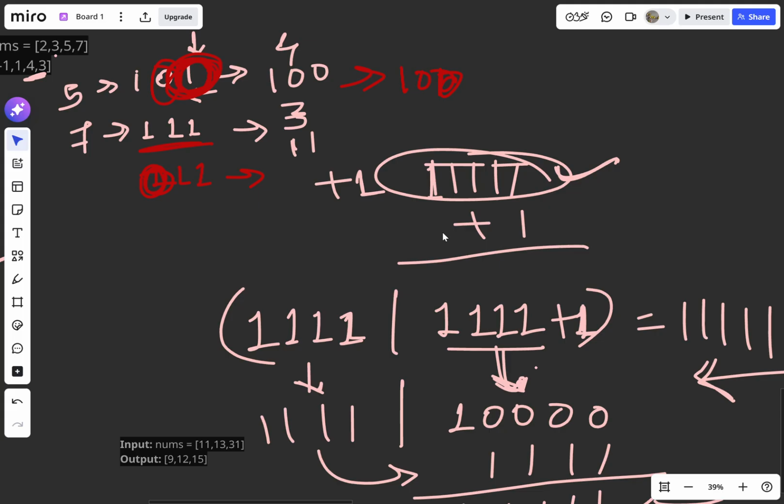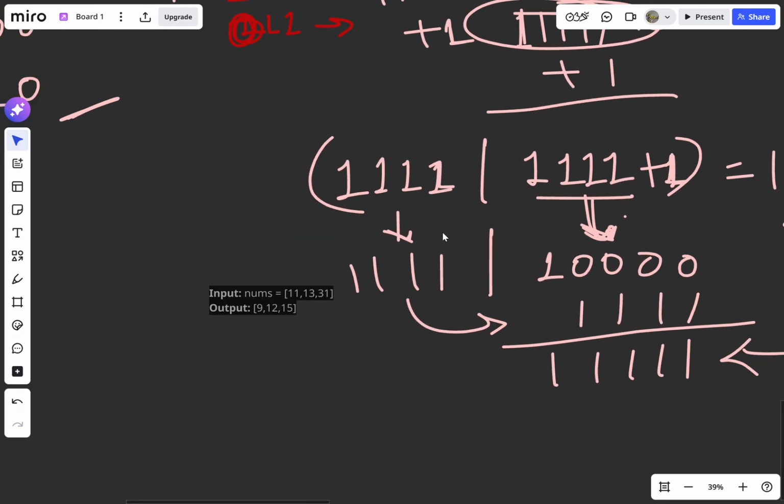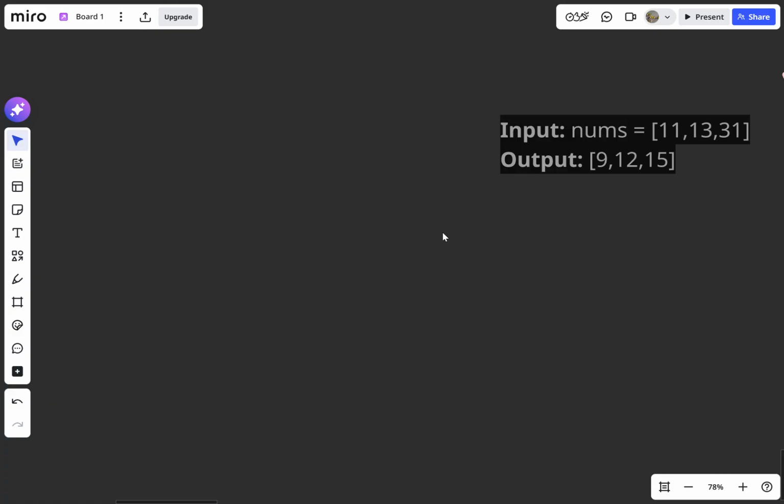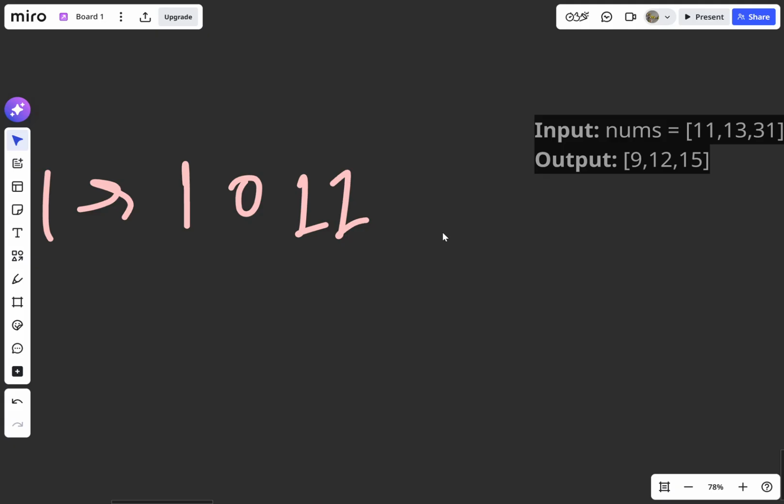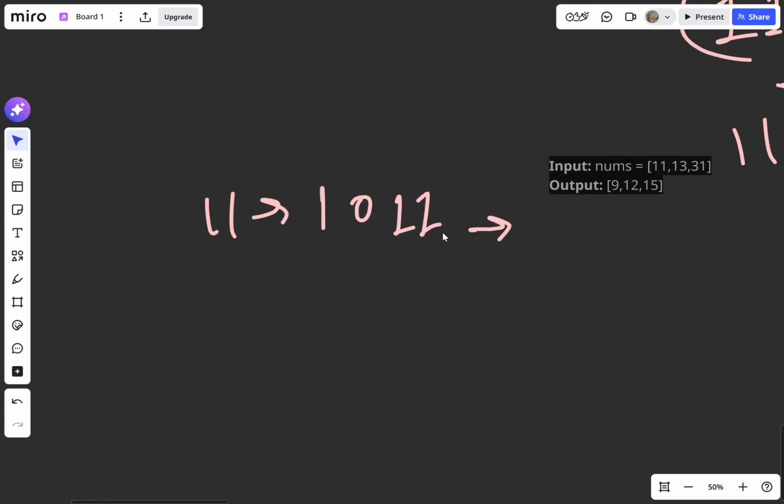Let's take this second example also. So here, for 11 we have this. This is the binary representation for 11, and its answer we have got as 9. Why? Because we have changed that set bit to an unset bit. So this binary representation can be represented as 9.